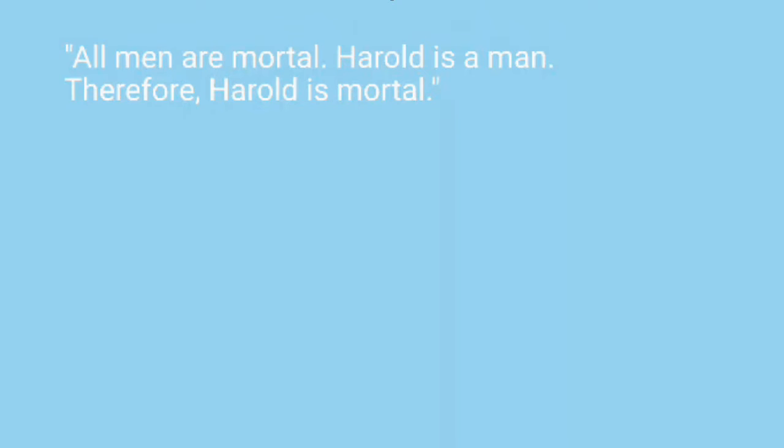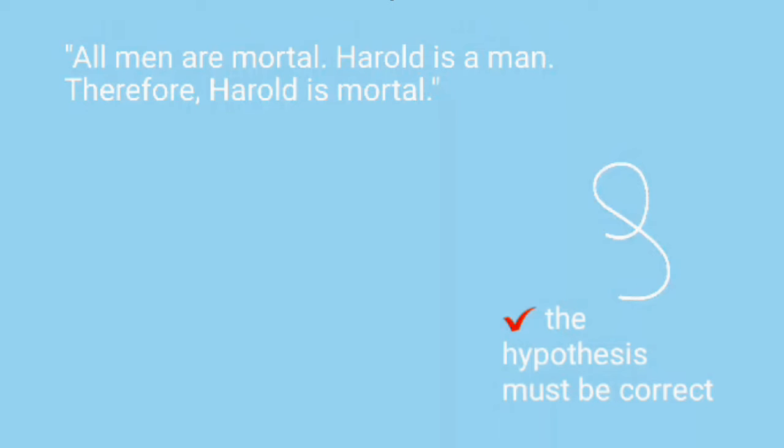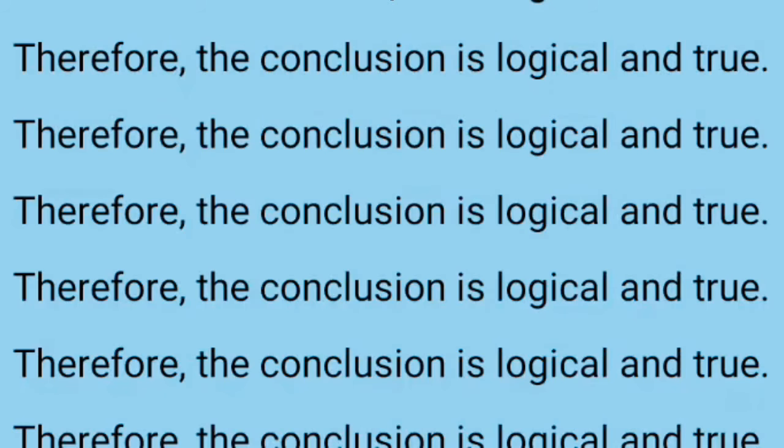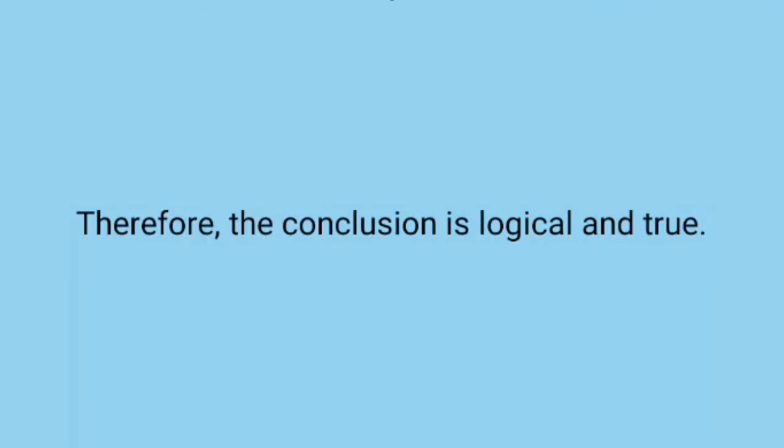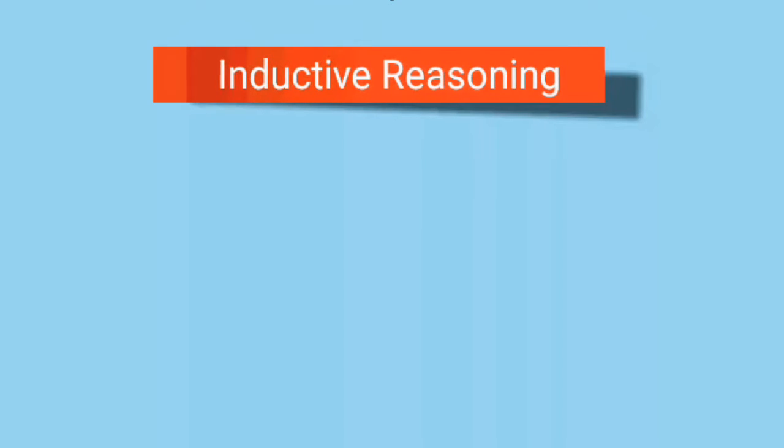For deductive reasoning to be sound, the hypothesis must be correct. It is assumed that the premises, all men are mortal and Harold is a man, are true. Therefore, the conclusion is logical and true. In deductive reasoning, if something is true of a class of things in general, it is also true for all members of that class. So now, let us proceed to inductive reasoning.